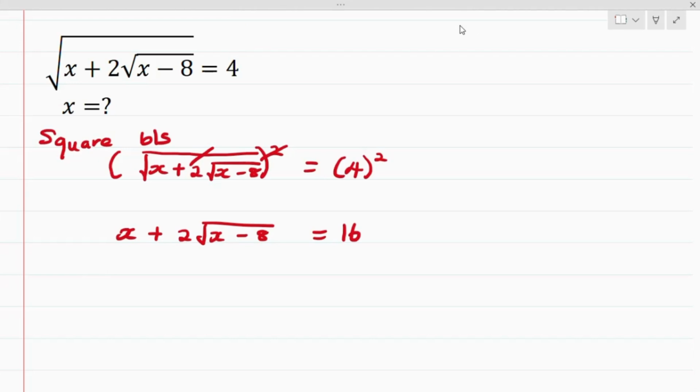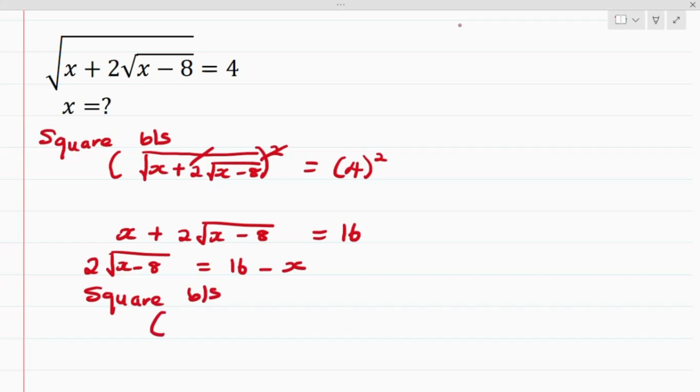16. So the next thing we want to do is to simply isolate 2 into the square root of x minus 8. Doing that, we have 2 multiply the square root of x minus 8 equals 16 minus what? x. So at this point, we want to simply square both sides. Squaring both sides, we have 2 multiply the square root of x minus 8, all squared, equals 16 minus x, all squared.